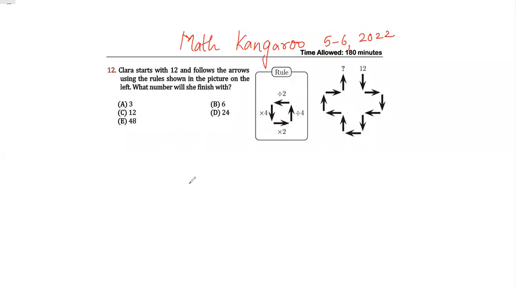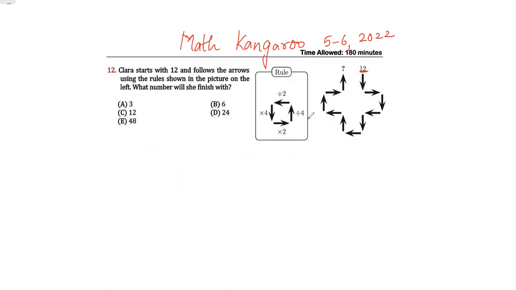Now let's read question number 12. Clara starts with 12, and follows the arrows using the rules shown in the picture on the left. What number will she finish with? So these are the rules that we have to follow. We have to be very, very focused on where the arrow is going, and accordingly decide on the operator. So what number will she finish with?